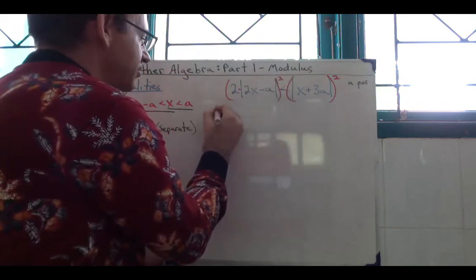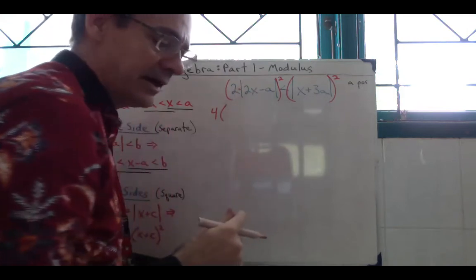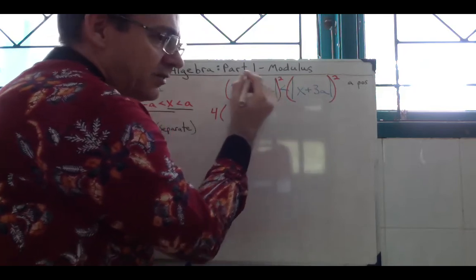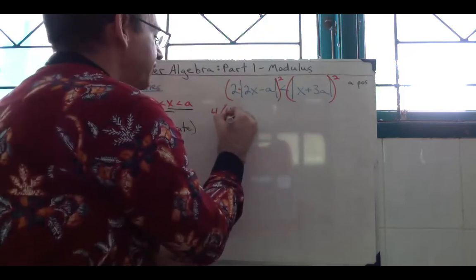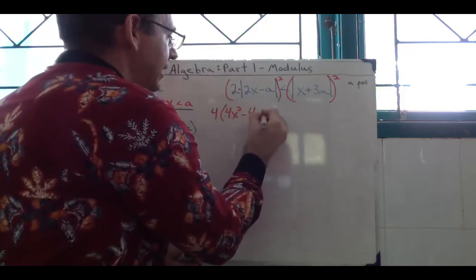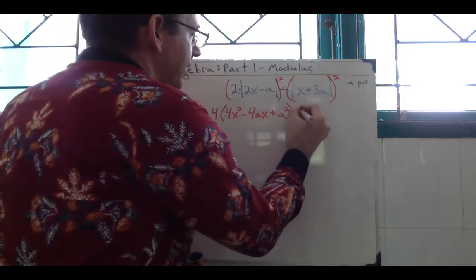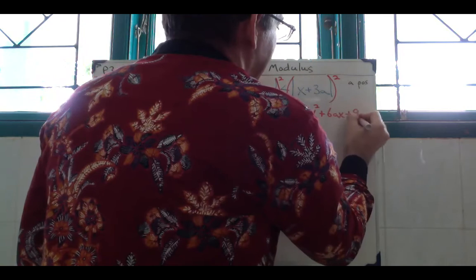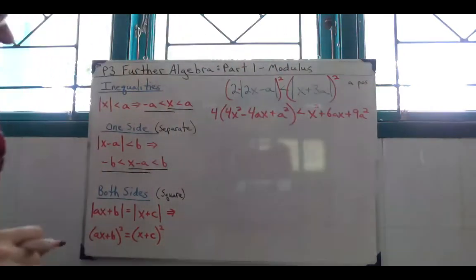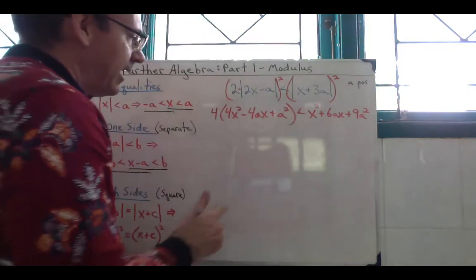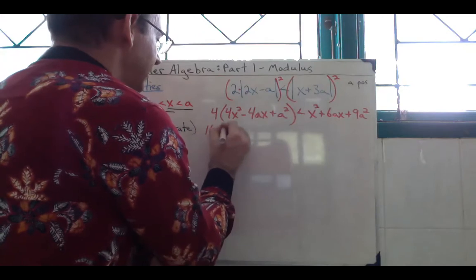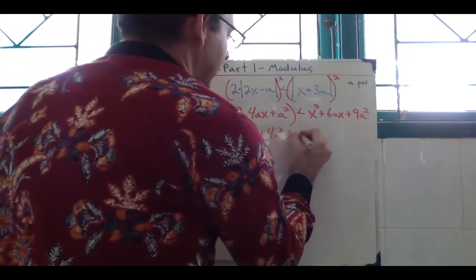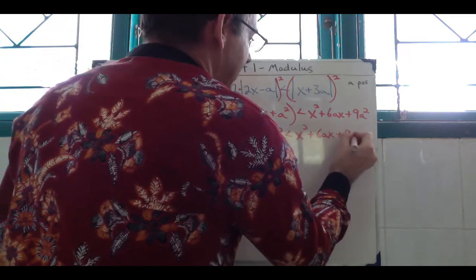So this is 2 squared, which is 4 times. And when we square that out, again, remember exponents do not distribute to add or subtract. So this is really 2x minus a times 2x minus a. And we get 4x squared minus 4ax plus a squared less than x squared plus 6ax plus 9a squared. So we've squared both sides out, and we need to distribute this through. So 16x squared minus 16ax plus 4a squared less than x squared plus 6ax plus 9a squared.